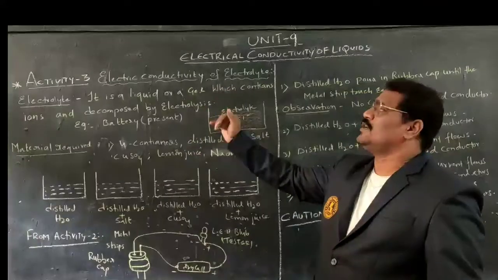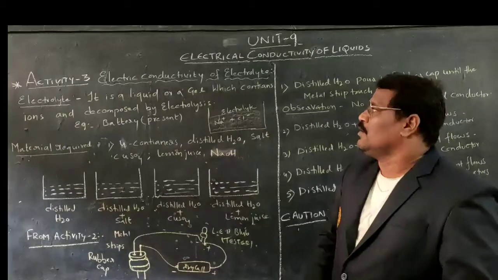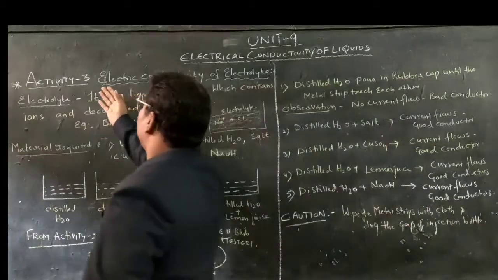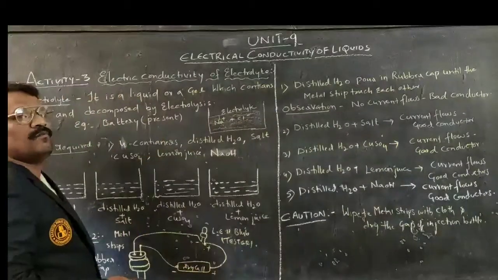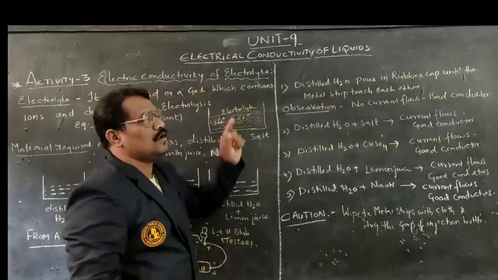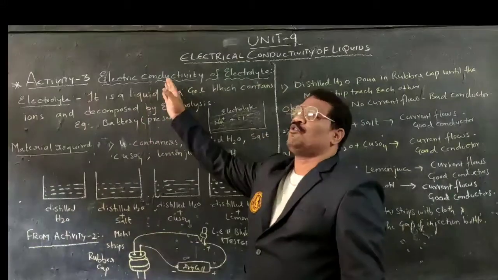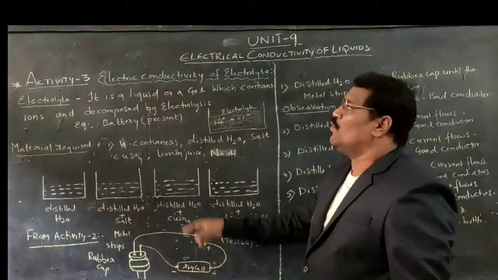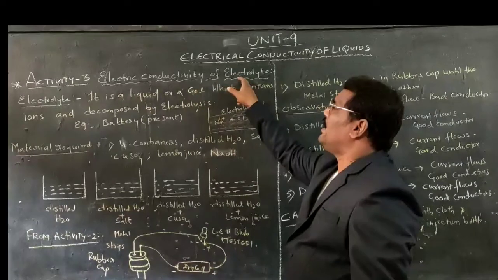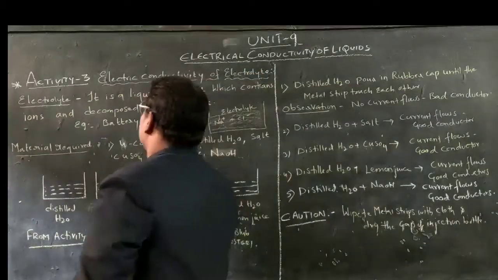Within this session, today we are going to discuss Activity 3. What information does this Activity 3 give? It gives information about the electric conductivity of electrolytic substances. What is electric conductivity? It is a property of a material. What type of material is it? Electrolytic substances. What is called an electrolyte?